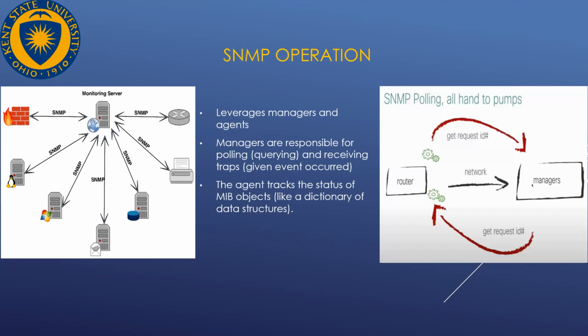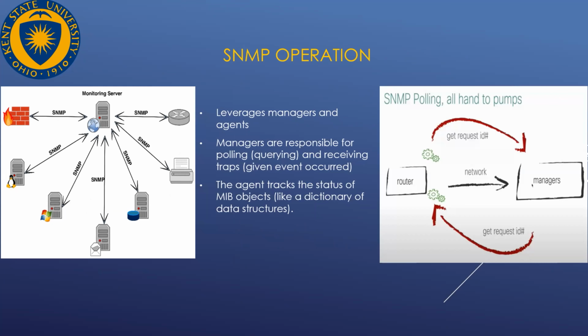So SNMP operation at its base uses managers and agents. On the picture to the left, you have a firewall, a Linux server, a Windows server, a printer, and a router as well. And the agents would be embedded in the operating system of those devices. And then the manager would be the monitoring server here, which would be a dedicated server that would have software that would collect that information.